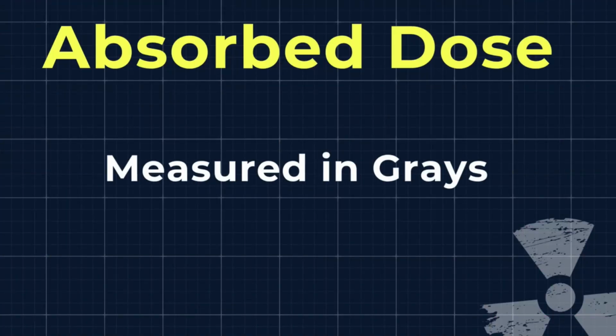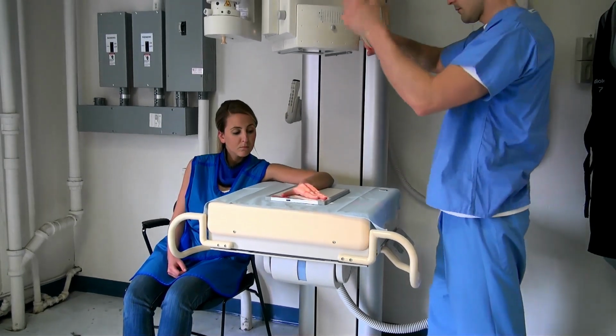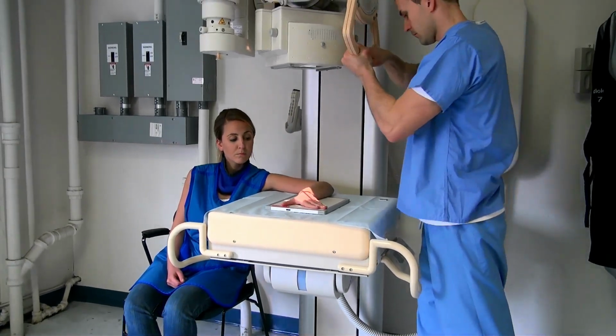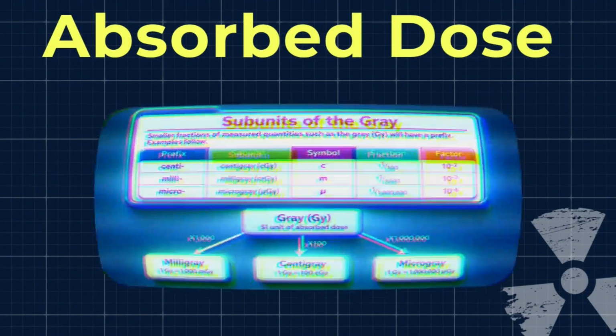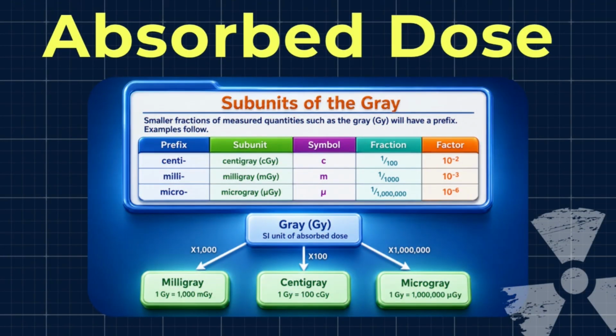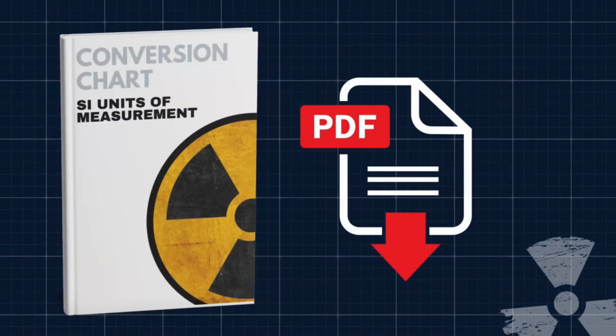Absorbed dose is expressed in grays, but because most X-ray exams don't involve large doses of radiation, we often convert absorbed dose into subunits of gray, such as centigray, milligray, or microgray. This chart here shows the typical subunits and how to convert gray into each of those subunits. The PDF below this video is something worth downloading and printing out for your reference.